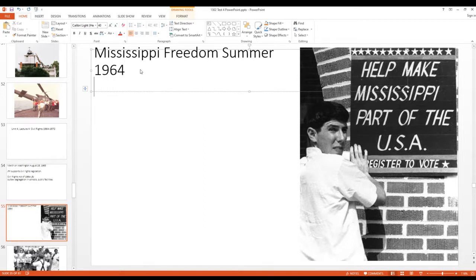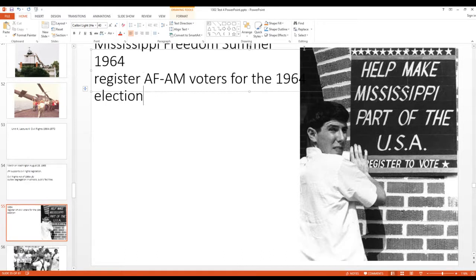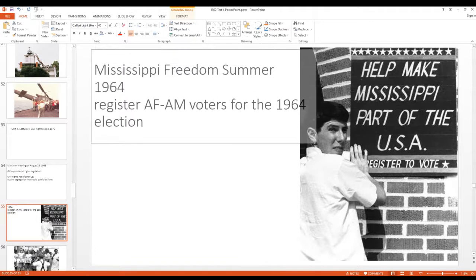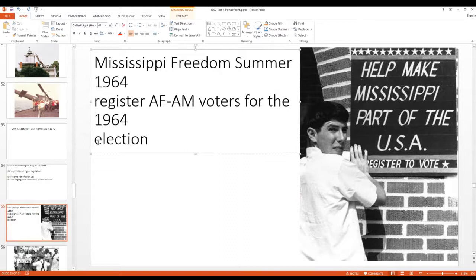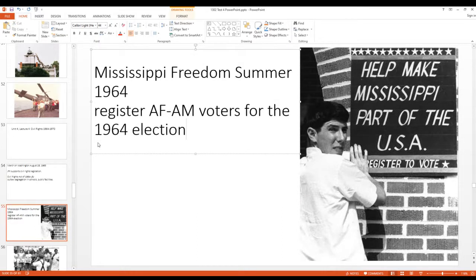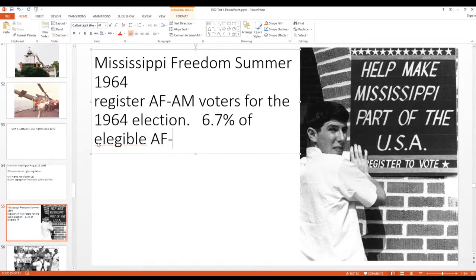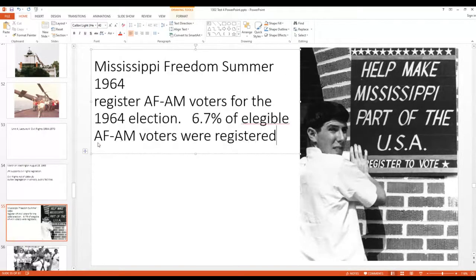The purpose was to register as many African Americans as possible for the 1964 election that was coming up in November. Mississippi had the lowest percentage of registered African American voters. In fact, only 6.7% of eligible African American voters were indeed registered.